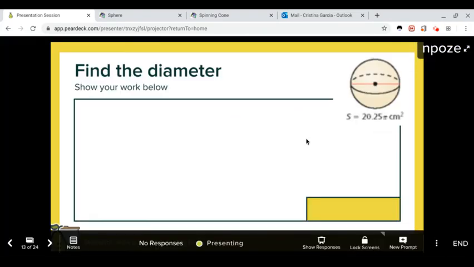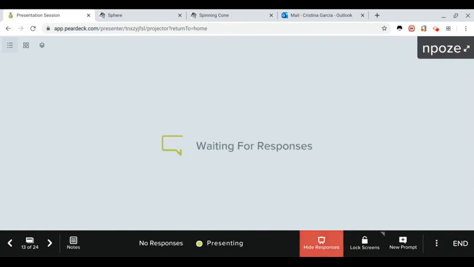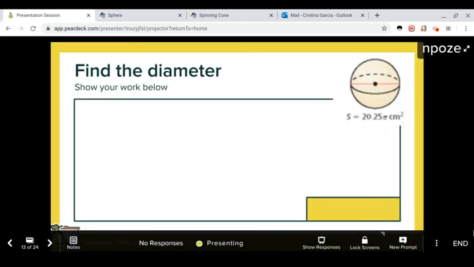So now here you're going to be finding the diameter. I'm going to give you a minute to try and think about how you would solve this. This is more of a challenge. But again, I want to see the thinking process. I'm going to wait a little bit.